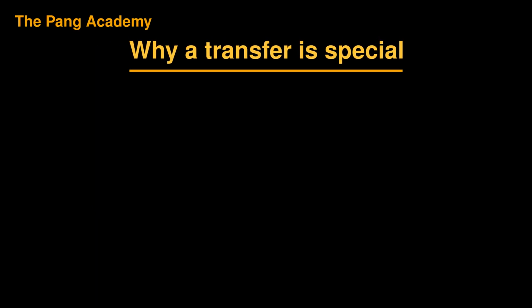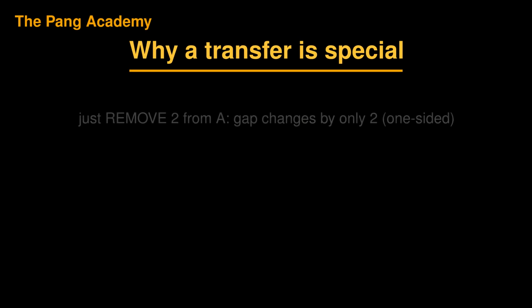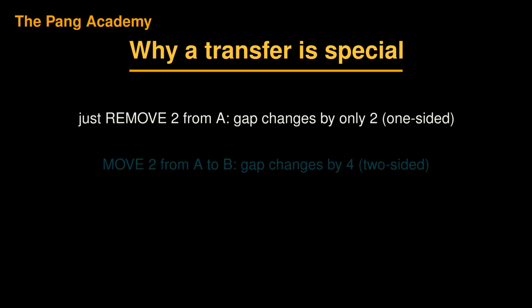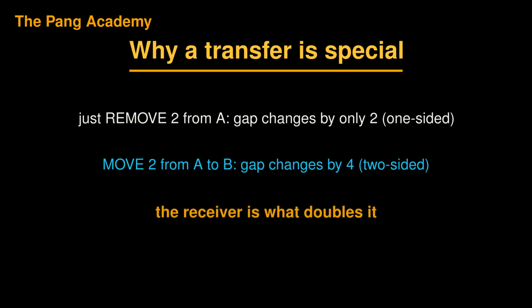It matters that this is a transfer, not just a removal. If you only took 2 off pile A and threw them away, the gap would change by just 2, one-sided. Pile B never moved. But a transfer hands those 2 straight to B, so B climbs at the same moment A falls. That second half, the receiver rising to meet the giver, is exactly what doubles the effect on the gap. Give and take together, not just take. That is why the answer was 4 and not 2.